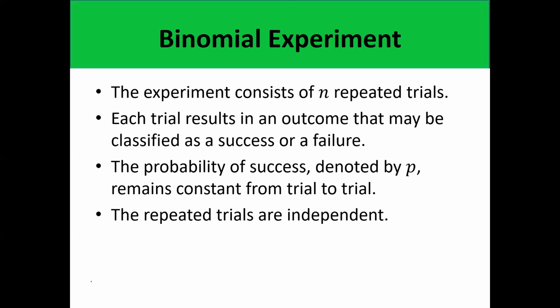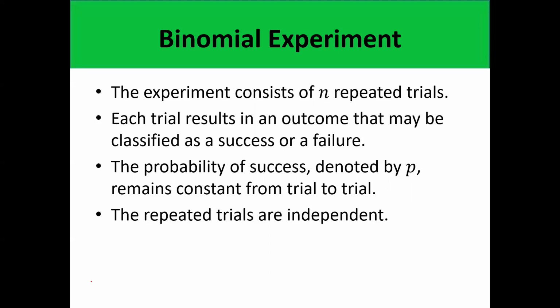So what is a binomial experiment? This experiment consists of n repeated trials. For example, out of 10 students surveyed, that phrase would mean that the number of trials is 10. Each trial results in an outcome that may be classified as a success or a failure outcome. For example, if we want to know the number of students who have eaten breakfast before coming into class, if the student has eaten his breakfast, then we can consider it as a success outcome. If the student has not eaten his breakfast, then we consider it as a failure outcome.